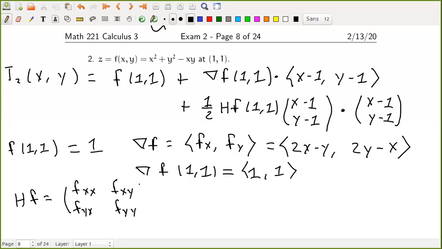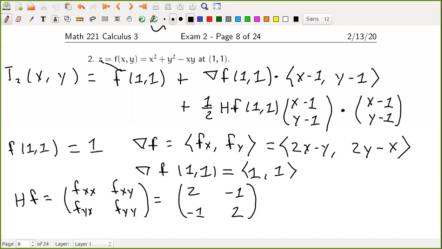Remember, all this is the derivative of the gradient function. So the double x derivative is 2. The xy derivative, in other words, the y derivative of the x derivative, is minus 1. Again, the function satisfies Clairaut's theorem, so we know that this is going to be minus 1, or alternatively, the x derivative of the y derivative is minus 1, and then the double y derivative is 2.